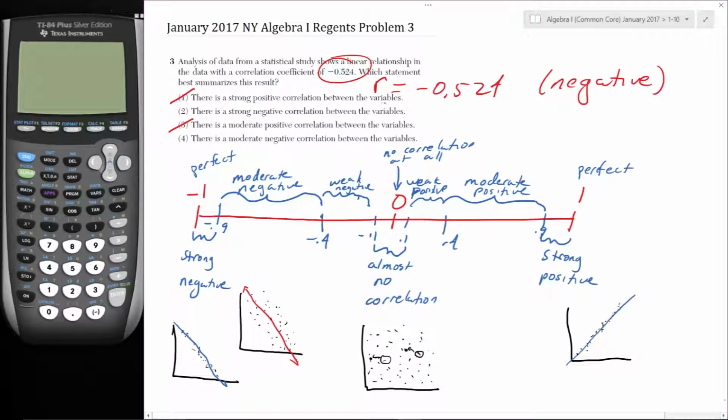So now, it's a negative correlation. According to what I just defined, it's a moderate negative correlation, right? So that data might look something like this.